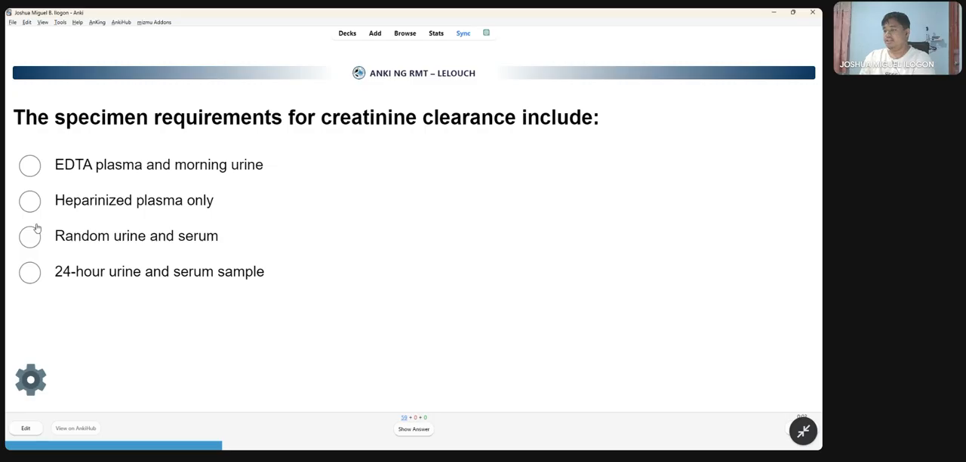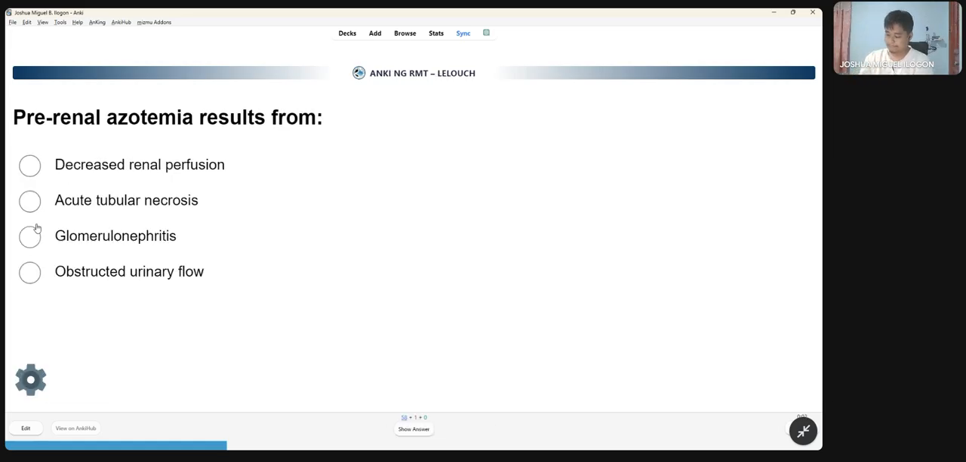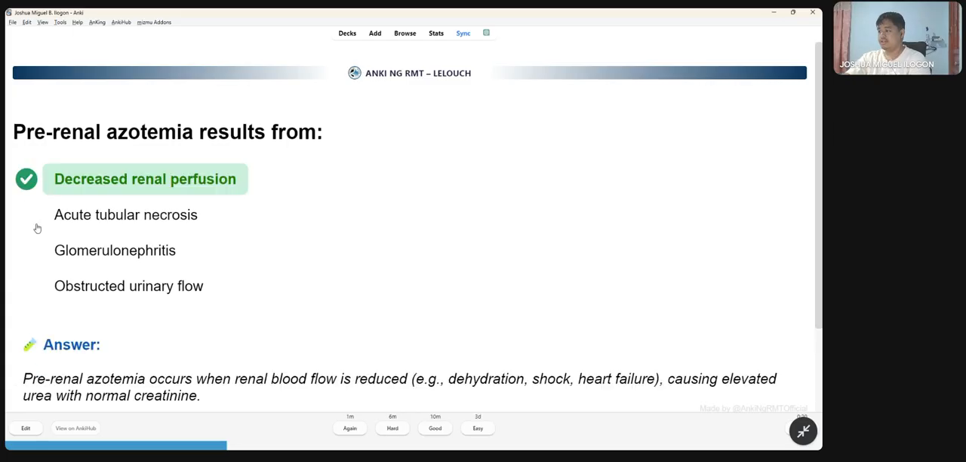Specimen requirements for creatinine clearance include a 24-hour urine and a serum sample. Renal, yeah, decreased renal perfusion.